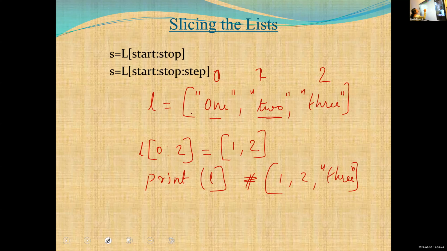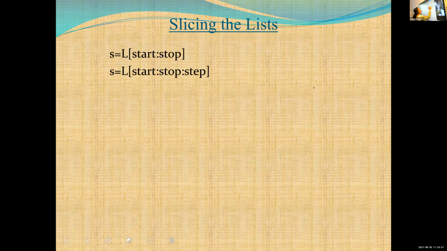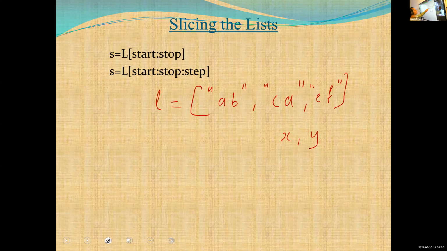L is equal to A, B, C, D, E, F. Write a program to change C, D and E, F with X and Y. So you have to modify this list with X and Y, instead of C, D, X, E, F, Y. That is the question. Write the statements.